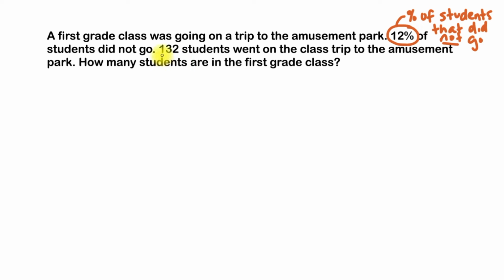The next sentence says 132 students went on the class trip to the amusement park. So I'll circle 132, and then I'll label this as the number of students that did go on the trip.